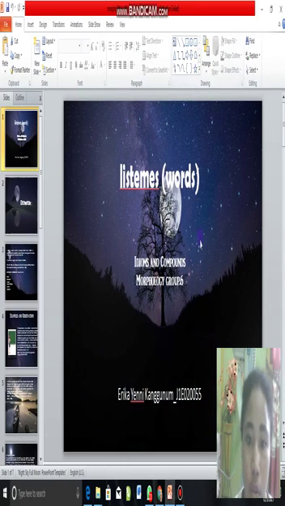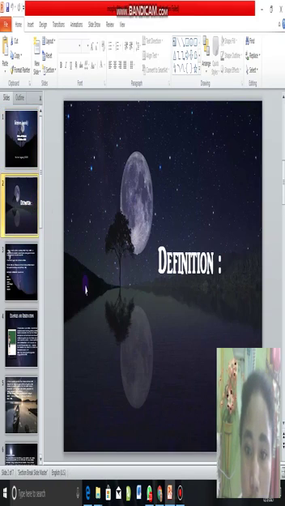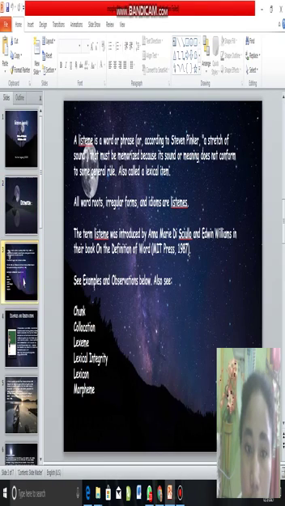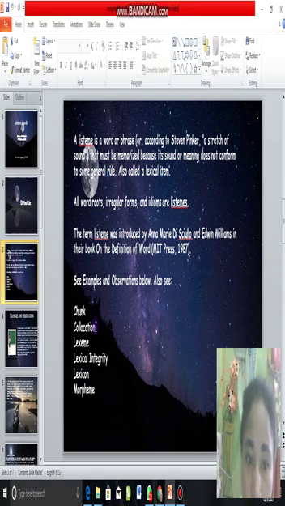Listemes, words, idioms and compounds. Morphology. First, we go to the definitions. A listeme is a word or phrase, or according to Steven Pinker, a stretch of sounds that must be memorized because its sounds or meaning does not conform to some general rule, also called a lexical item. All word roots, irregular forms, and idioms are listemes.